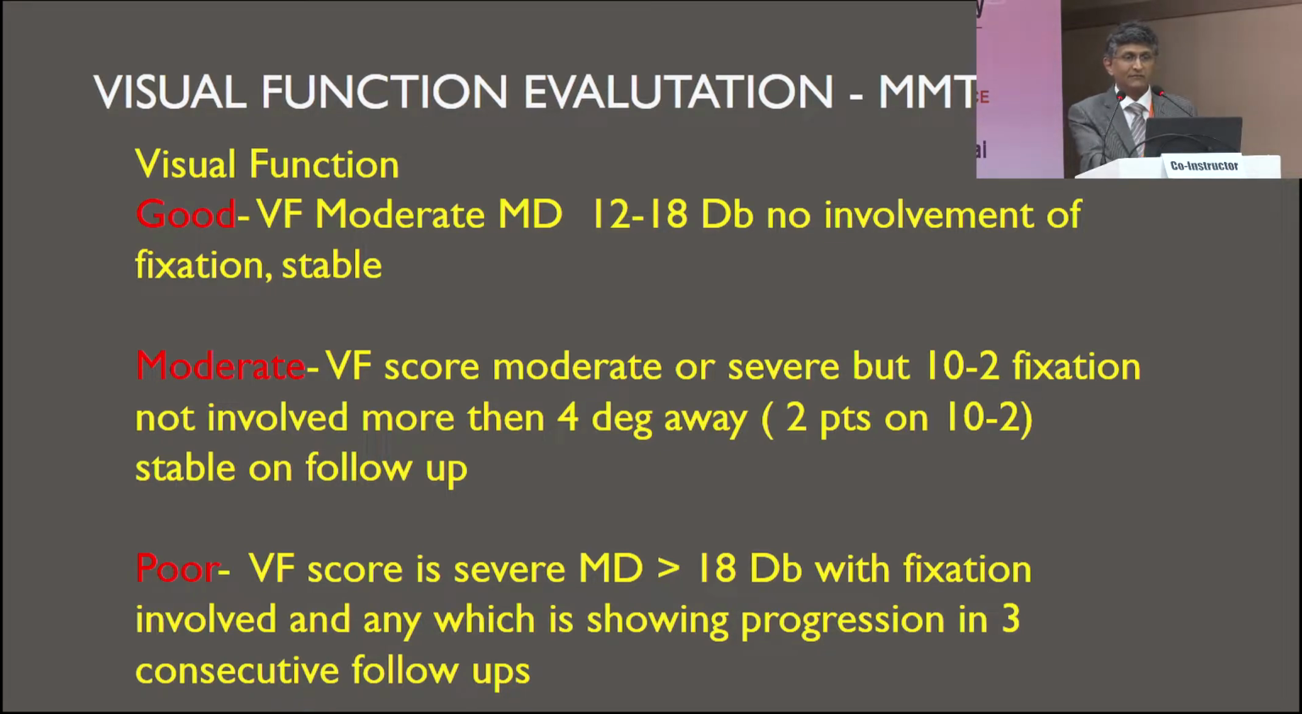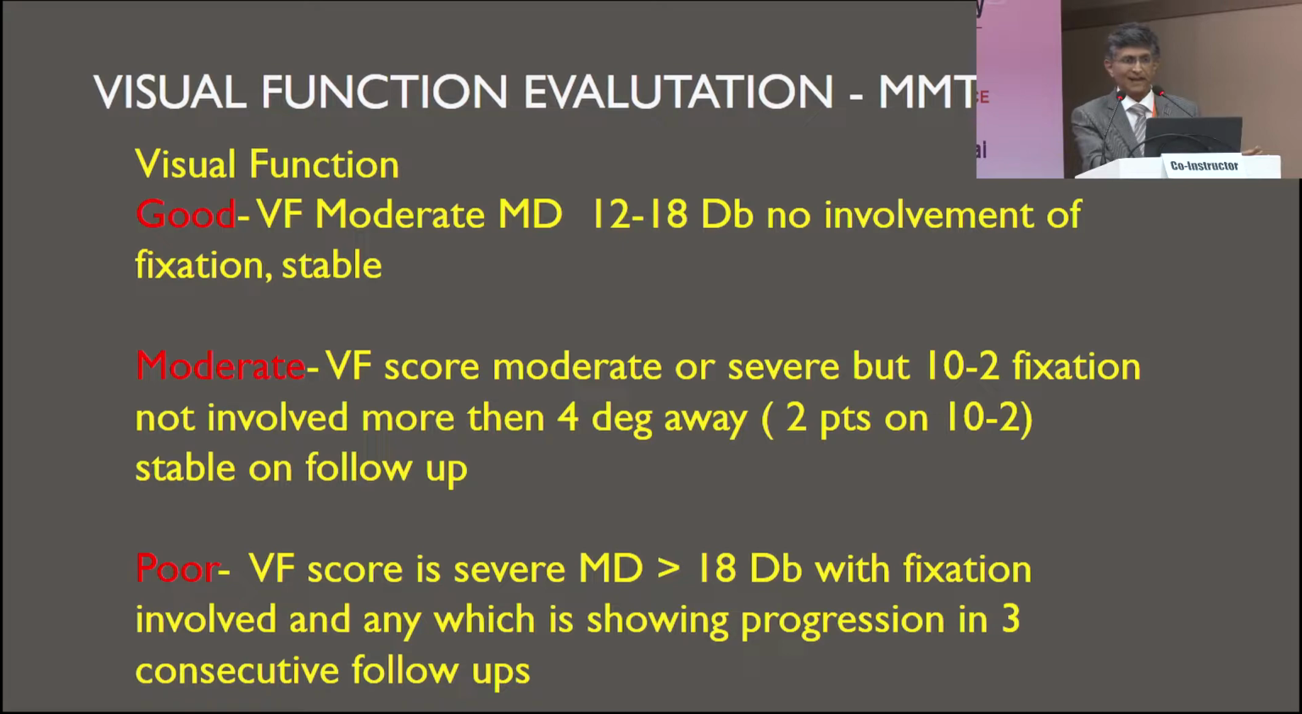Moderate visual function, where the visual field score is moderate or severe, but 10-2 central fields do not involve the absolute fixation. The points which are defective are at least 4 degrees away, that is 2 points on the 10-2, and stable on progression. These I would classify as moderate visual field function.